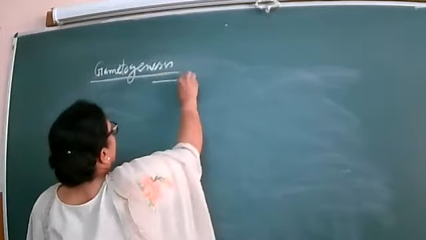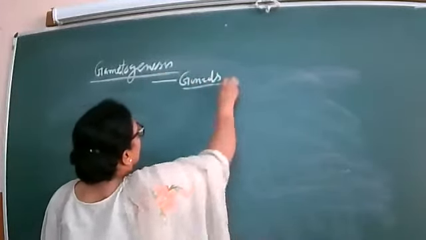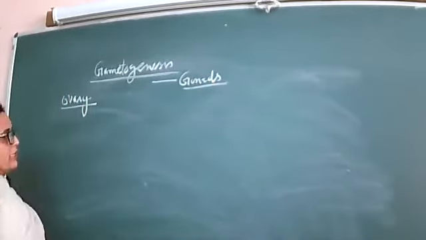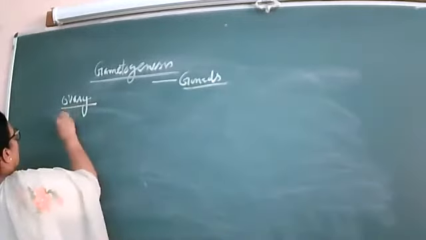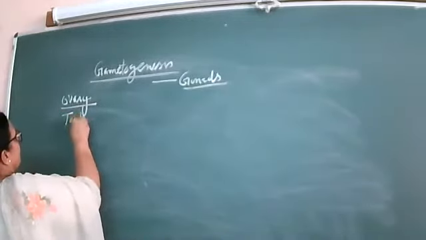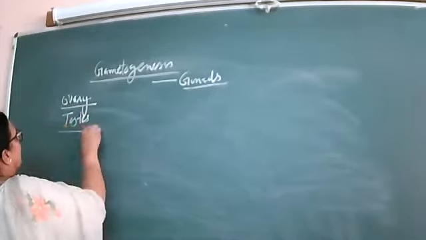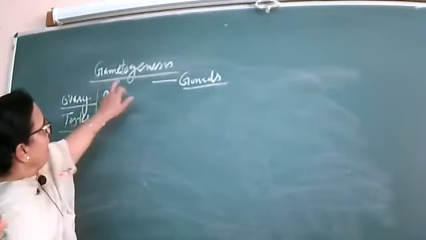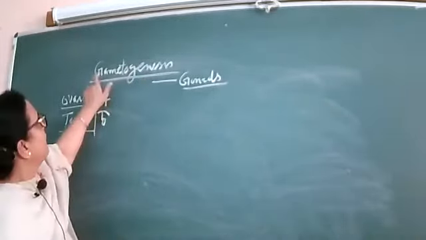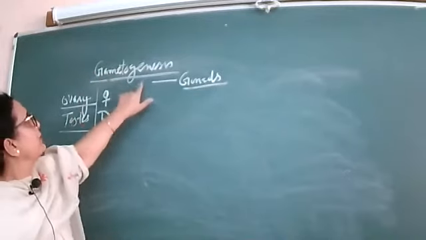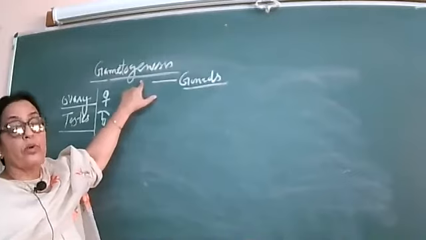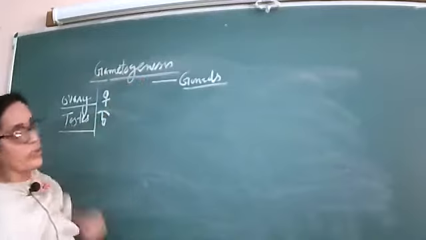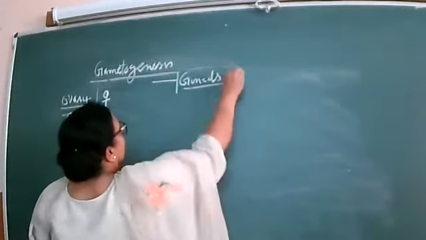Gametogenesis takes place in the gonads. Now, what are the gonads? The ovaries and testes, the major reproductive organs. This is the female and that is the male, and the production of the gametes takes place over here. Gameto means gamete, genesis means generation or production. So the production of the gametes is known as gametogenesis, and it takes place in the gonads.